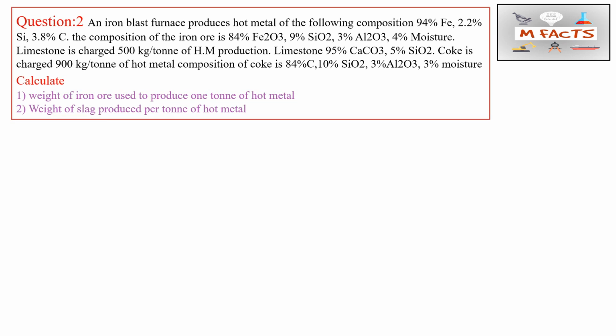So the next question is: an iron blast furnace produces hot metal of the following composition, that is 94% of Fe. We will not read the whole question. We will directly draw the schematic diagram, and we will read it line by line at that time. Okay, so no need to read this question again and again. We will directly draw the schematic flow diagram. So how can we draw it? We drew it in the previous question.